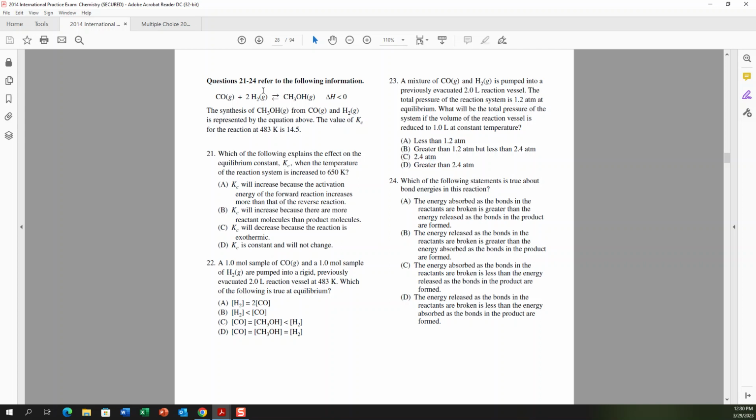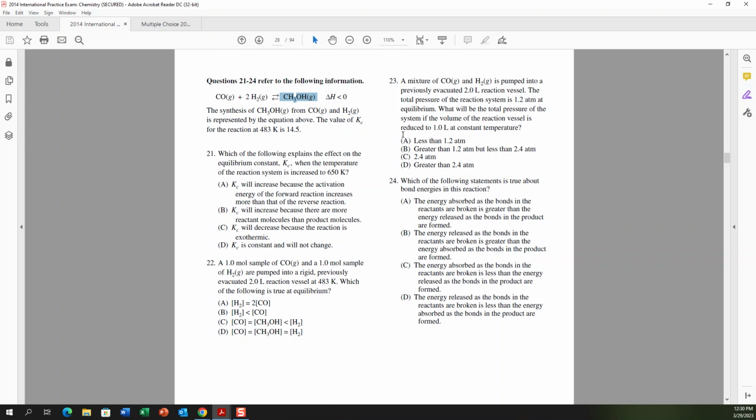But because this is an equilibrium system, remember, that increase in pressure is going to shift the reaction towards the right here because we have fewer moles of gas. Remember, an increase in pressure by decreasing the volume is going to cause the reaction to shift towards the side with fewer moles of gas, which is here. And that's going to bring the pressure back down.